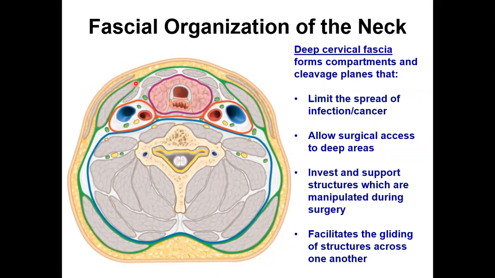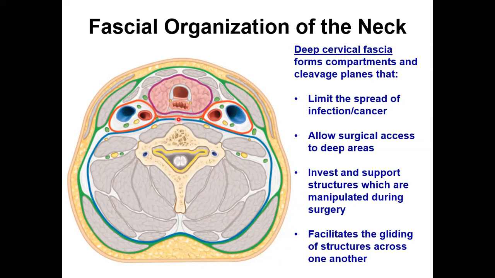So you can see how in green, the most superficial of the fascia layers is your investing fascia. In blue here is your prevertebral fascia. And then in purple here is your pretracheal fascia. In red here is your carotid sheath, and your carotid sheath is made up of contributions from all three layers. So from your investing layer, your prevertebral layer, and your pretracheal layer.